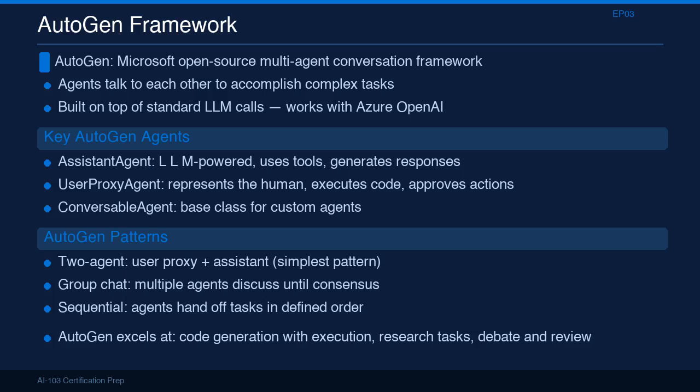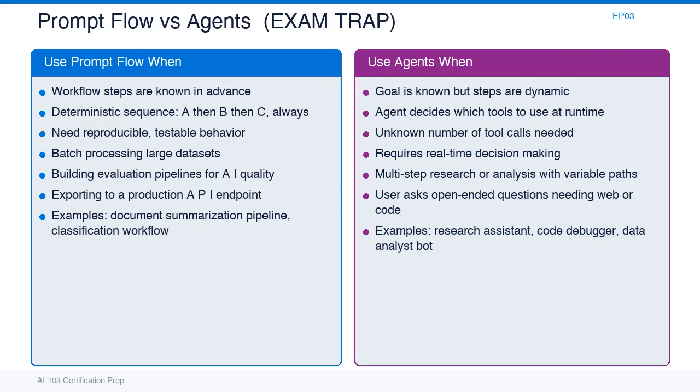For the exam, AutoGen is specifically for multi-agent conversational systems. If a question asks about agents collaborating, debating, or reviewing each other's work, AutoGen is the answer. If a question asks about a single agent with tools, Foundry Agent Service or Semantic Kernel is the answer. This two-way comparison is tested heavily in the exam. Let us make it crystal clear.